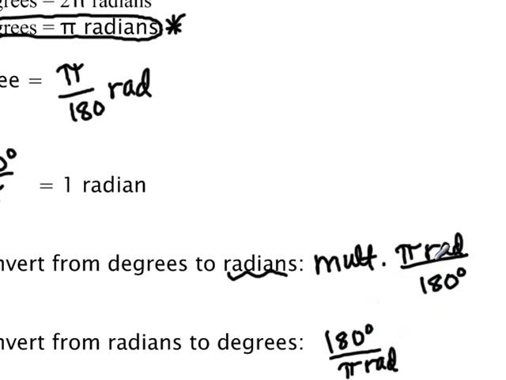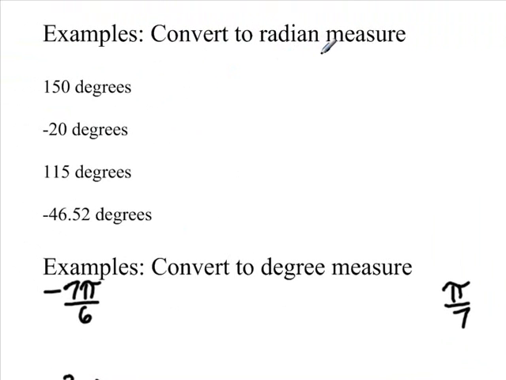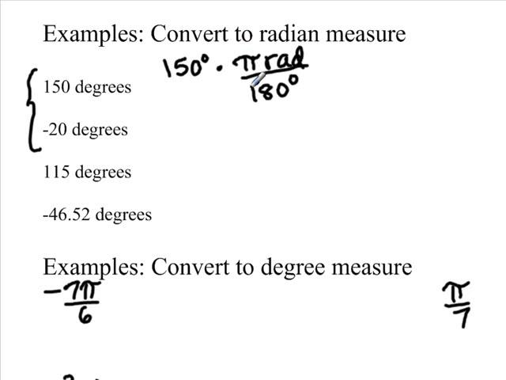So let's take a look at some of these types of problems. Let's say we want to convert to radian measure. There's really 2 ways to do it. One way is to leave pi in your answer, and one way is to convert it to a decimal. So for the first 2 examples, let's leave pi in our answer, and the last 2 we'll write as a decimal. So if I want to go from 150 degrees to radians, I'm going to multiply 150 degrees times pi radians over the equivalent, which is 180 degrees.